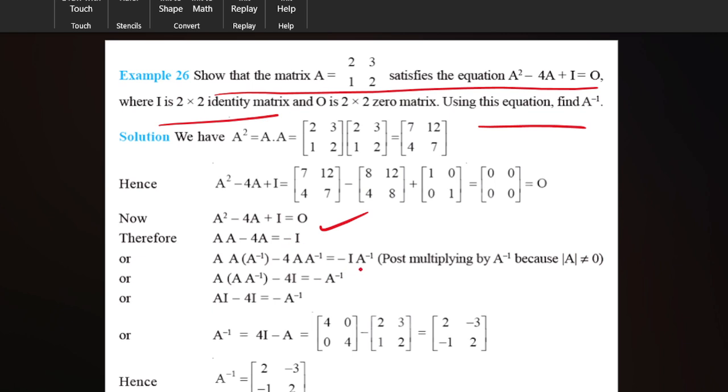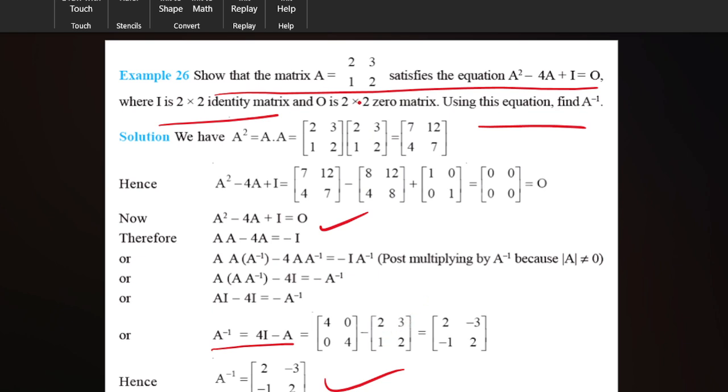So minus I. You multiply A inverse on both sides. So A into A into A inverse, so A into A inverse is I. So A into I minus 4 into I, so A minus 4 equals minus A inverse. So A inverse equals 4I minus A. So this you can find out.